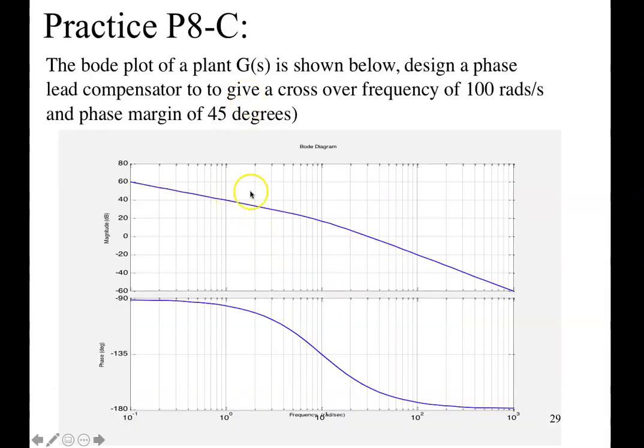Now it's your turn. This time, I'm giving you the Bode plots of a GS, which is different from my example. GS is given here. What I'd like you to do is to design a phase lead compensator to give me a crossover frequency of 100 radians per second and phase margin of 45 degrees. So the steps go through the 4 steps exactly the same way as I did. You should get your controller. Thank you.